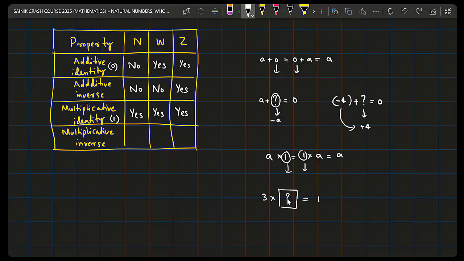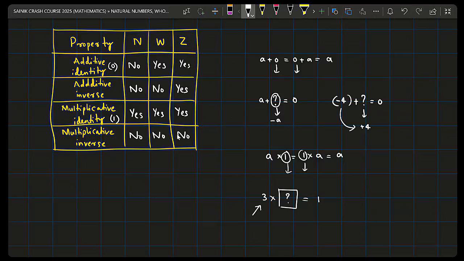So is there any natural number possible here? We cannot take any natural number here so that the product is 1. That means the existence of multiplicative inverse is not there in natural numbers, so we can write no. Whole numbers, even whole numbers also have the same problem because 3 is a whole number. I want to multiply 3 by any whole number and get the answer 1. So is there any multiplicative inverse for whole numbers? No. Even for integers also we don't have. Why? Because 1 by 3 is not an integer.